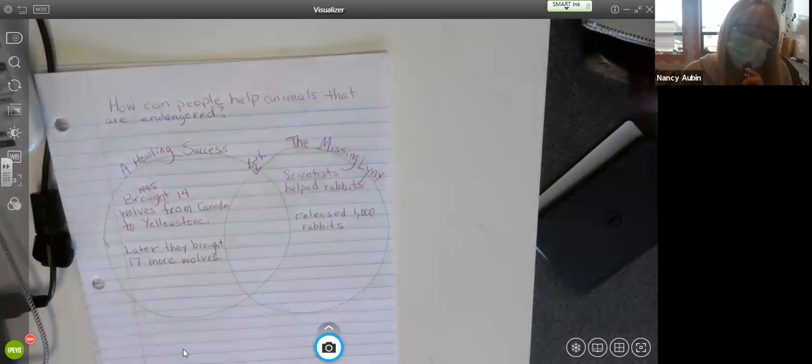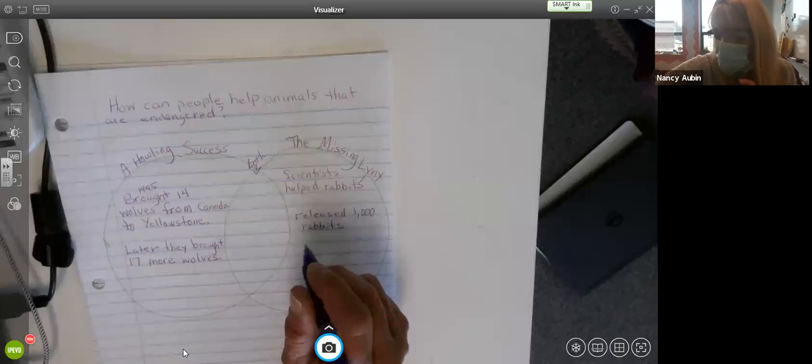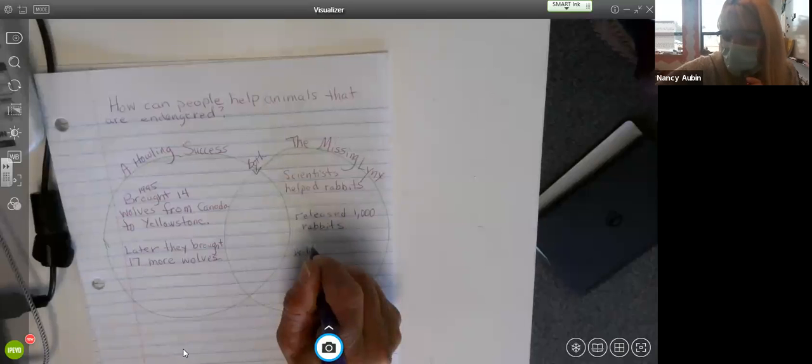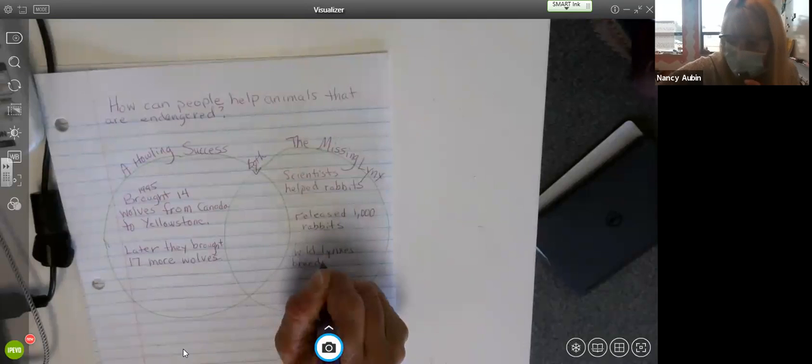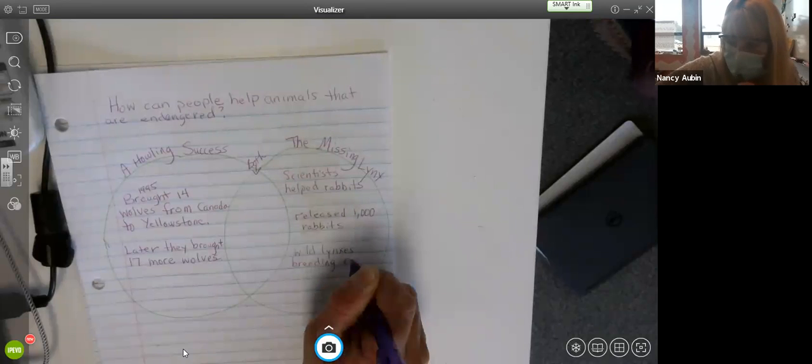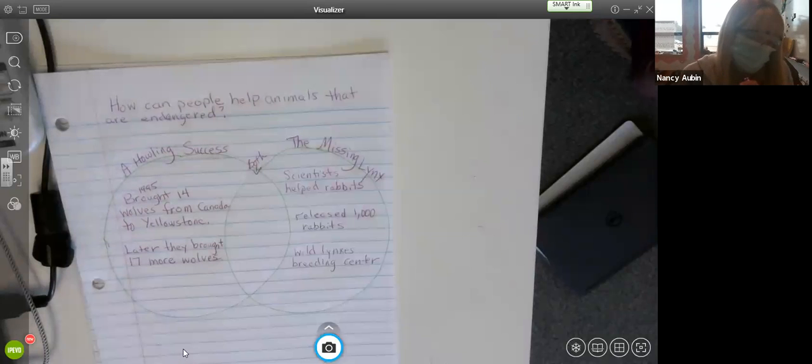They also made a breeding center. Do you remember that? Yes. Wild Lynx Breeding Center. Has it worked? Have their efforts worked? Yes.